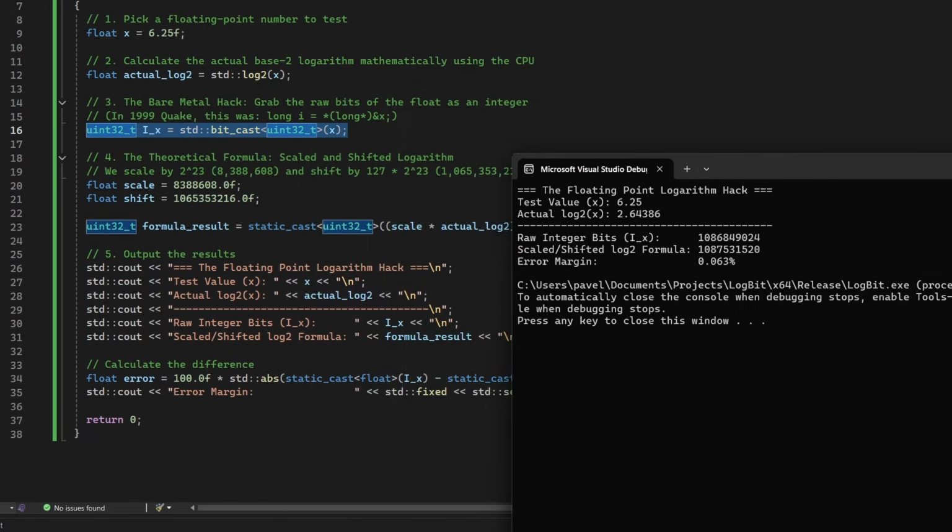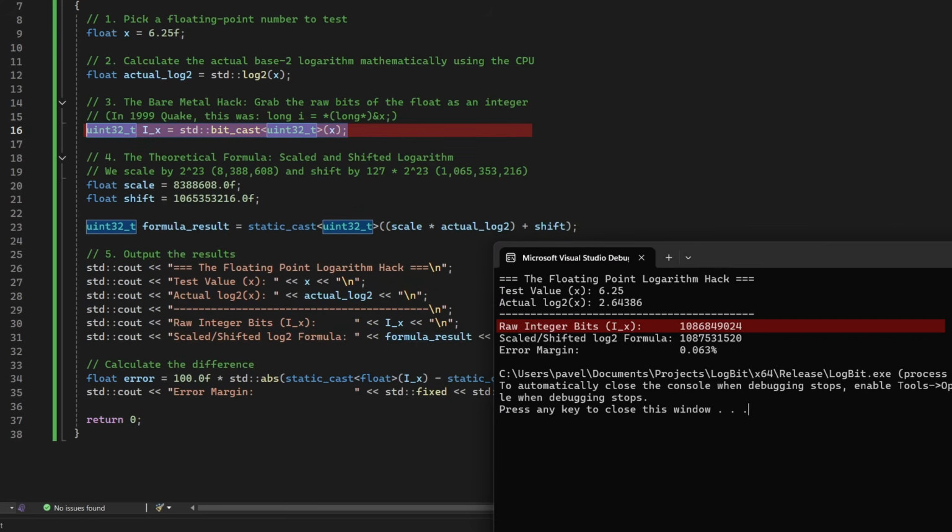When we take the actual mathematical logarithm base 2 of 6.25 multiplied by 2 to the power of 23 and add the IEEE bias shift of 127 times 2 to the power of 23, we get this number. They're almost identical. The error margin between bypassing all complex math to just read the raw bits versus doing the actual heavy logarithmic calculation is less than 0.1%. This would not pass for scientific computations, but for the purposes of video games and 3D graphics, the speed benefit fully justifies the small inaccuracy.